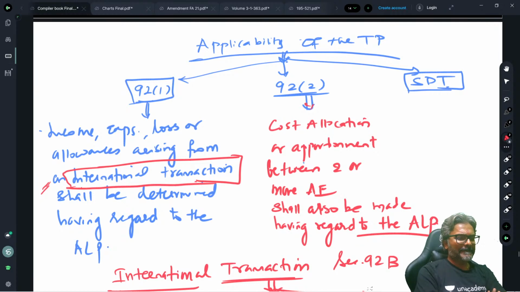Fine, students. Shall I proceed further now in this context? Okay, specified domestic transaction, I have already told you. I'll do it later on.